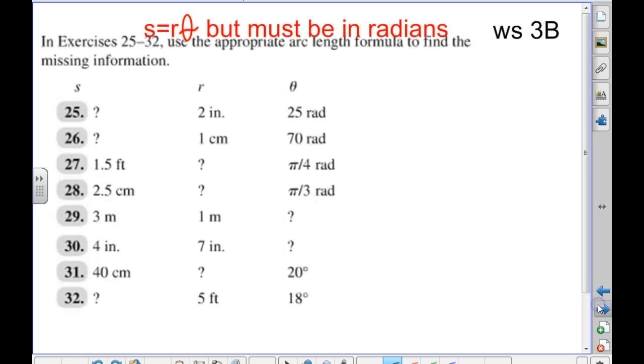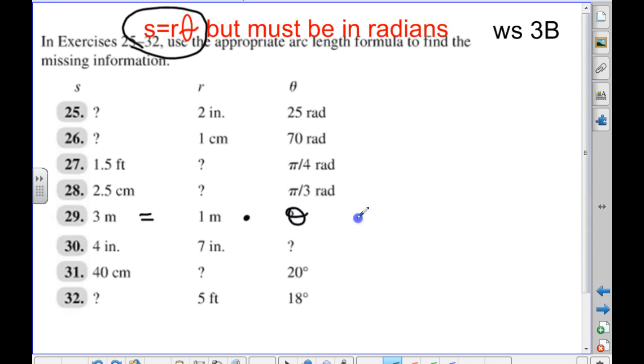All right, I'm skipping all the way down to this section. Will you make sure by 25 to 32 it says this on your paper? This is the formula for all of these. S equals R times theta. But they must be in radians, which is in really good shape till you get down here. Just look at 29 real fast. If S equals R times theta, what are you going to do on number 29?